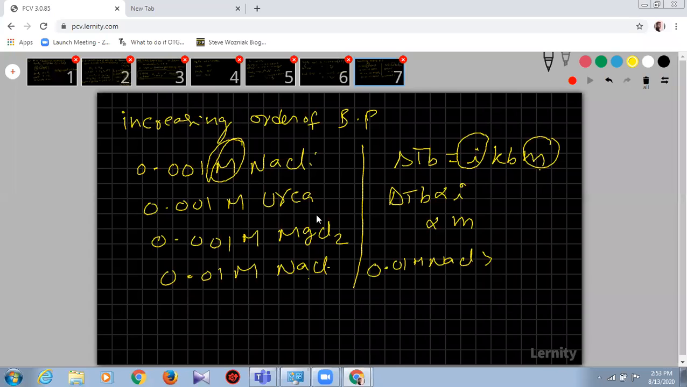Next, among these three, which will have the more elevation in boiling point? Here the i factor plays the role. Which has the more i factor? Magnesium chloride has the i factor 3 here. That's why 3, and this is 2, and this is 1. That's why MgCl2. Next, 0.001 molar NaCl, and next part, urea.